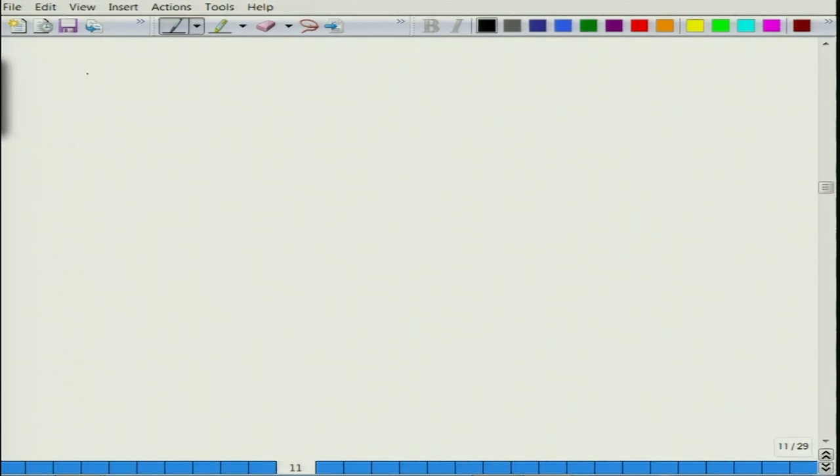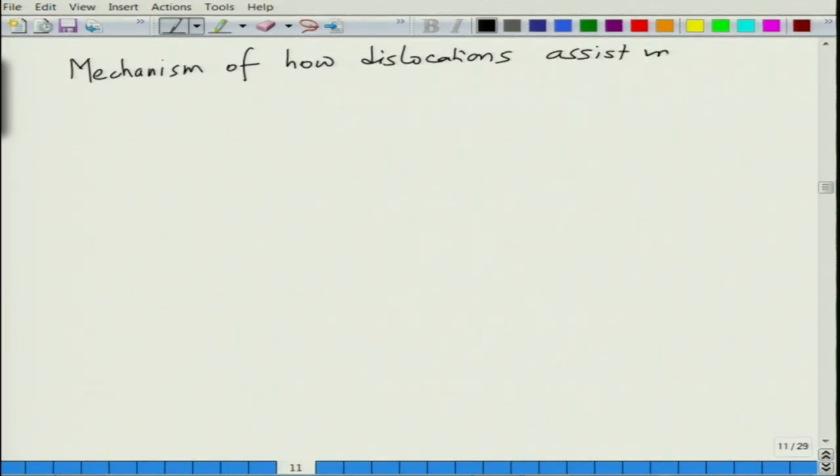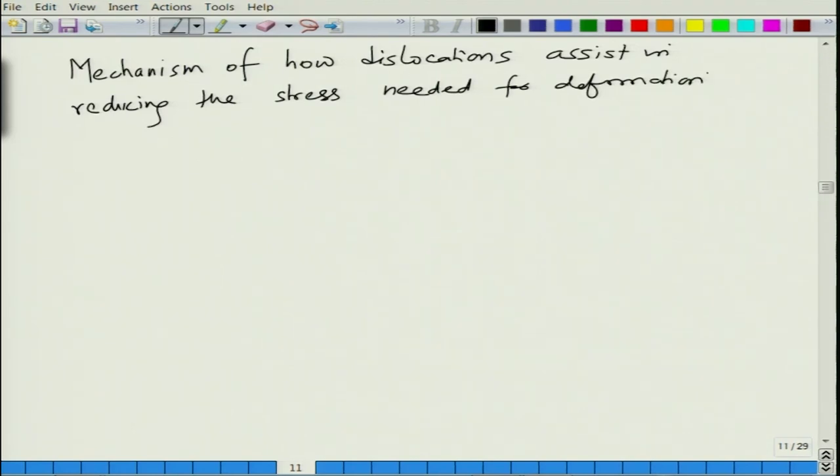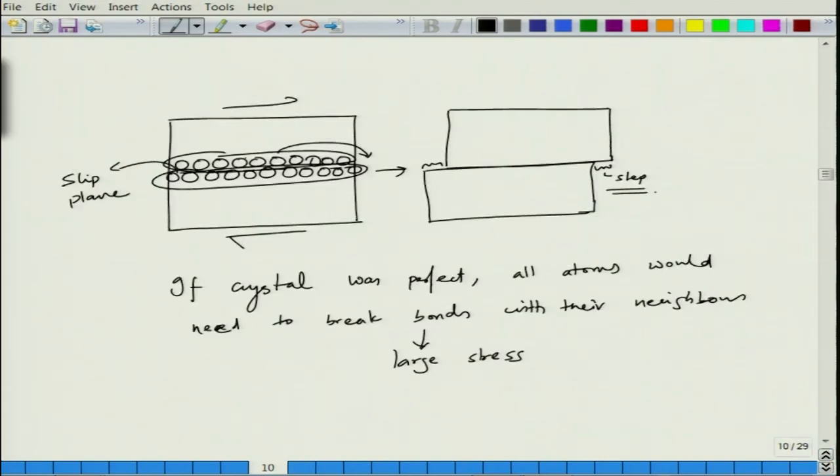First, we need to look at the mechanism of how dislocations assist in reducing the stress needed for deformation or yielding. This is the question that we ask first. In the previous picture we saw that all the atoms move. Instead of moving all the atoms, we introduce a dislocation. In that case, the bond breaking is not at the scale of all the atoms; only a few or maybe one atom needs to break its bond to the neighbors and moves gradually from one place to another, requiring much lower stress.